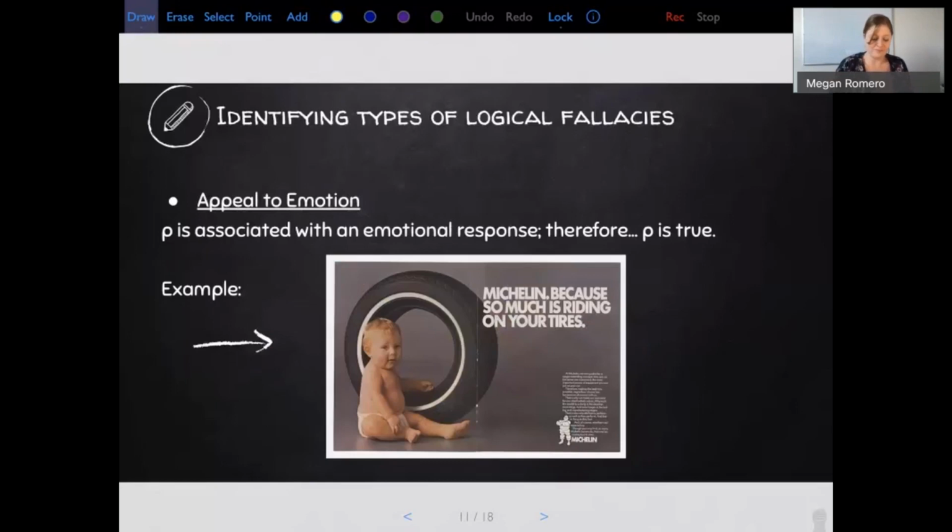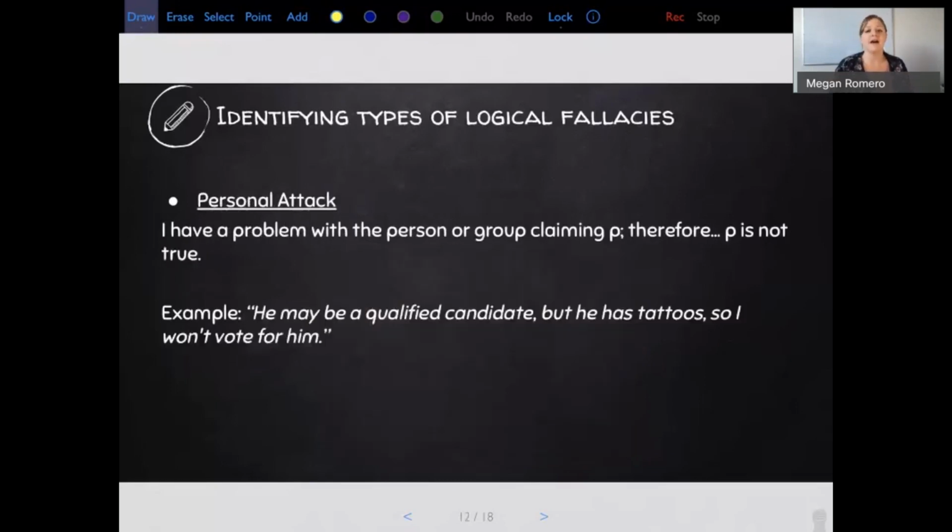We don't know. Personal attack. I have a problem with a person or group claiming P, therefore P is not true. So an example, he may be a qualified candidate, but he has tattoos, so I won't vote for him. So the reason that this person is being disqualified is because of the tattoos, not the platform that they're standing on.